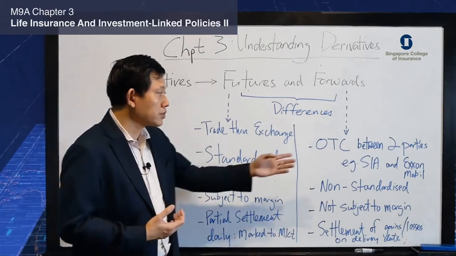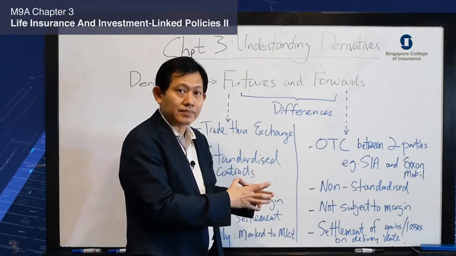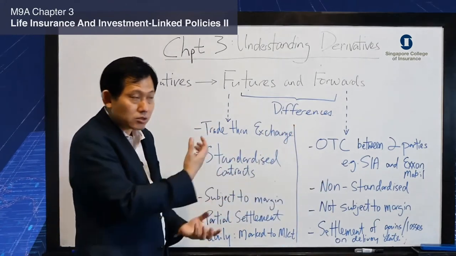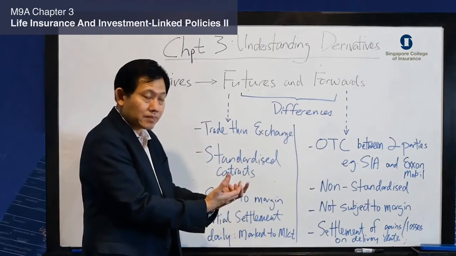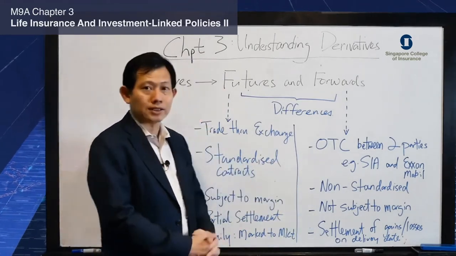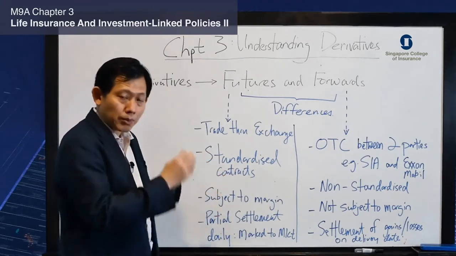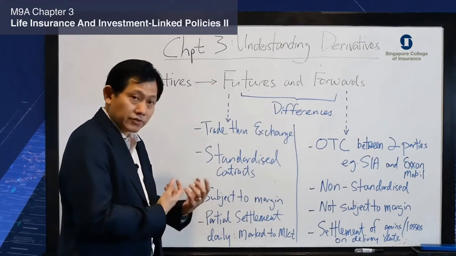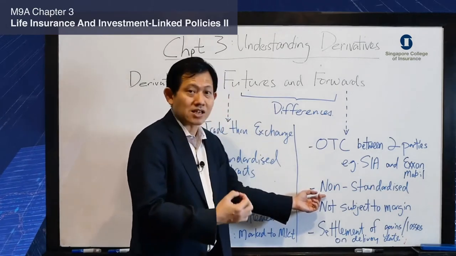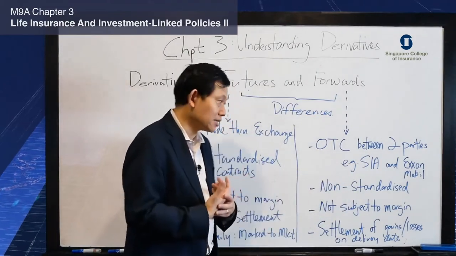So when we say over-the-counter, it means that there is no established exchange in between them. SIA will deal directly with ExxonMobil, and ExxonMobil will deal directly with SIA. There is no middleman or middle exchange in between. As a result, the contract is highly flexible between SIA and ExxonMobil. They can negotiate the terms, the underlying asset, the pricing, the quantity, the delivery date. As a result, we call it non-standardized. Another term for non-standardized is that it is highly customized to the two parties, so long as the two parties legally agree.